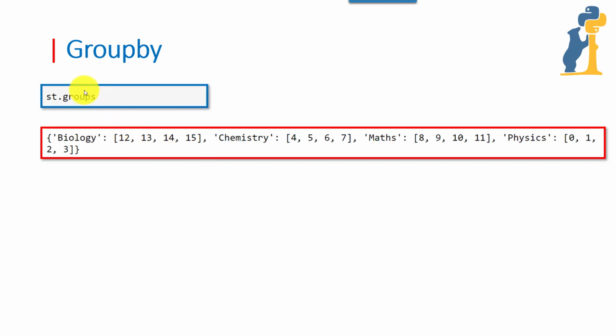If you need to list all groups of the student data frame based on subject, you will get biology, and the rows of biology in the data frame numbered 12, 13, 14, 15. There is also a group called chemistry with these row numbers, math with these row numbers, physics with these row numbers. You can see here that each group in a category is mapped to the row index labels covered by each category.